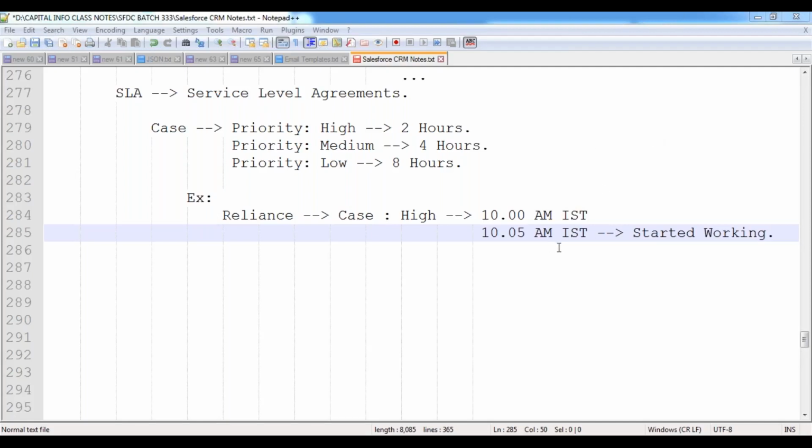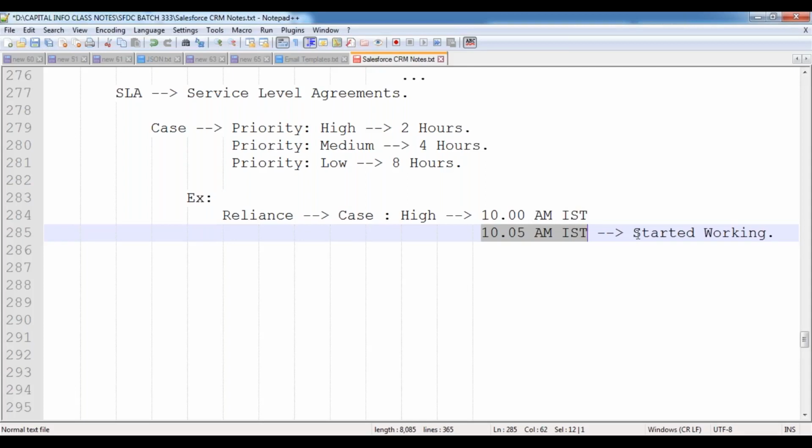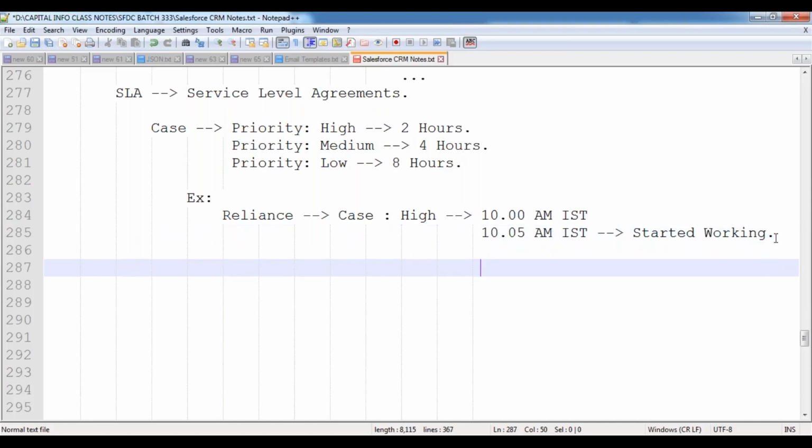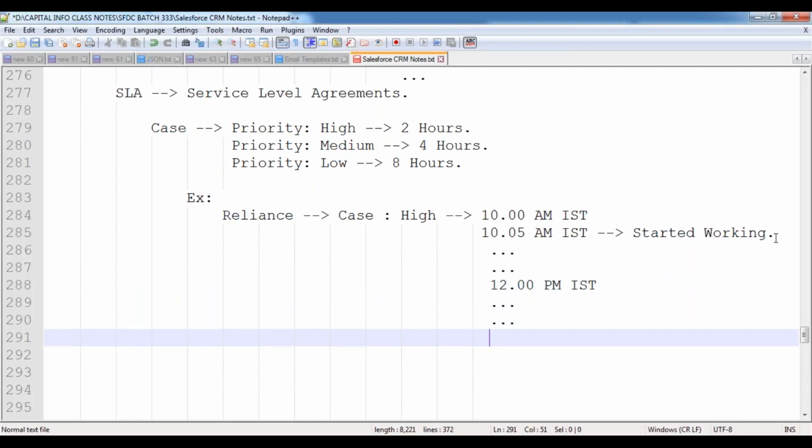So whenever the Reliance people raised the complaint at 10 o'clock, which is a high priority case, there is a major problem in the product. Immediately at 10:05 a.m., one of the service persons from GE started working on this case. He keeps working on this case. Now the time is 12 o'clock. That means 2 hours are over as of now. Between these 2 hours, they have to resolve it. But still, the service person is working on the problem and is unable to resolve it.